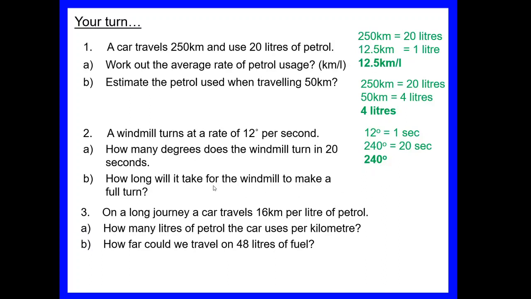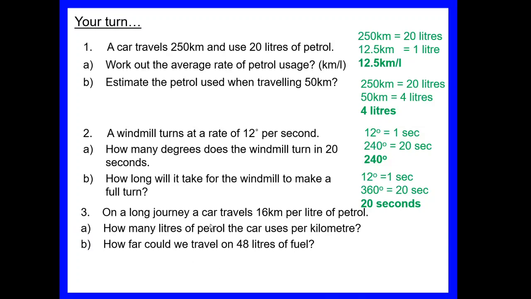Now we want to know how long it will take for the windmill to make a full turn. Now we need to know a full turn, remember, is 360 degrees. So under our degrees side this time, we've got 360. So we need to see how many 12s do I need to get to 360. So to work that out, we do 360 divided by 12. That tells me what I'm going to multiply 12 by, and it's 20. So we do the same the other side. 1 times 20 is 20. So it will take us 20 seconds.